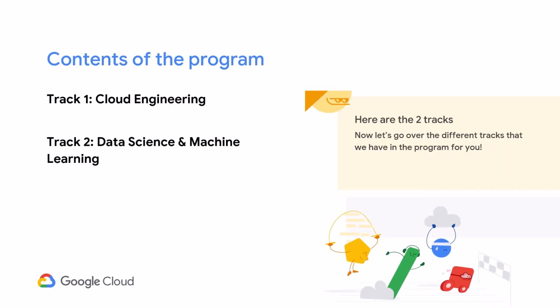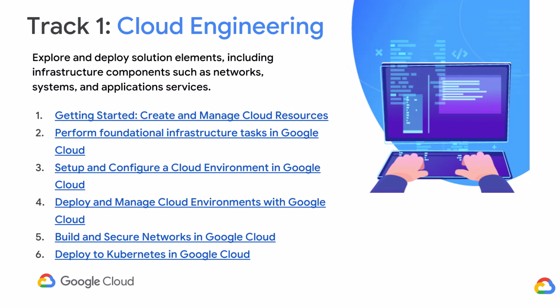The contents of the program include two tracks. Track 1, the Cloud Engineering track, and Track 2, the Data Science and Machine Learning track. The first track in the program is the Google Cloud Engineering track. By completing the quests under the Cloud Engineering track, you will learn to explore and deploy solution elements, including infrastructure components such as networks, systems, and application services. We have a total of 6 quests under this track that will be covered through training sessions.